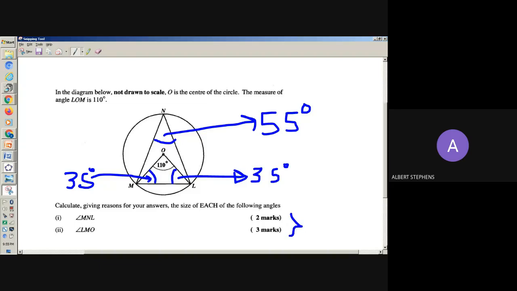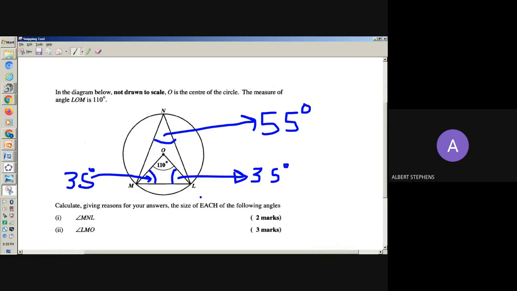How many marks is that? 5. That's a lot of marks. But guess what, class? It says what? Give reasons. So you can't put 55 and 35 and expect the 5 marks. You have to give reasons. The reason shouldn't be a problem because you're basically telling the examiner how you got the answer. And let me just say this to you: if you can't figure out any words, try to put in some maths.